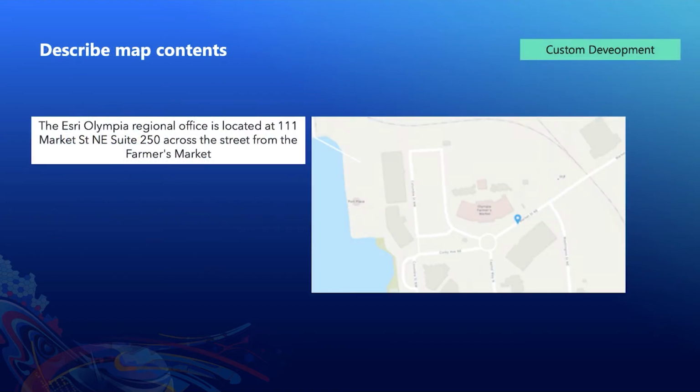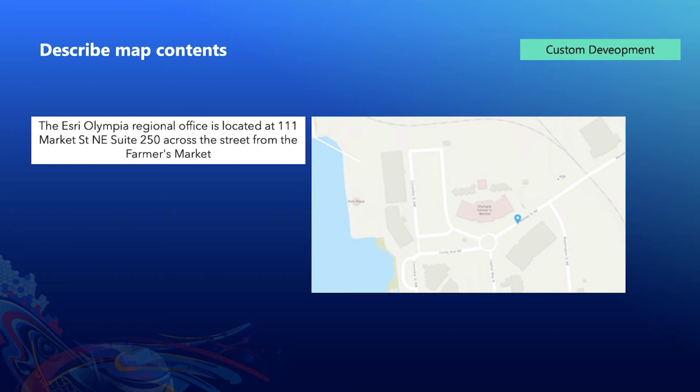So here's a simple example where we can just provide alternative text. So we have this map image. It could be an interactive map that's integrated into your website that shows the location, in this case, of the Esri Olympia Regional Office. For a sighted user, you can look at this map, you can see the name of the street where the office is located, and you can tell that it's by a traffic circle and across the street from the farmer's market.